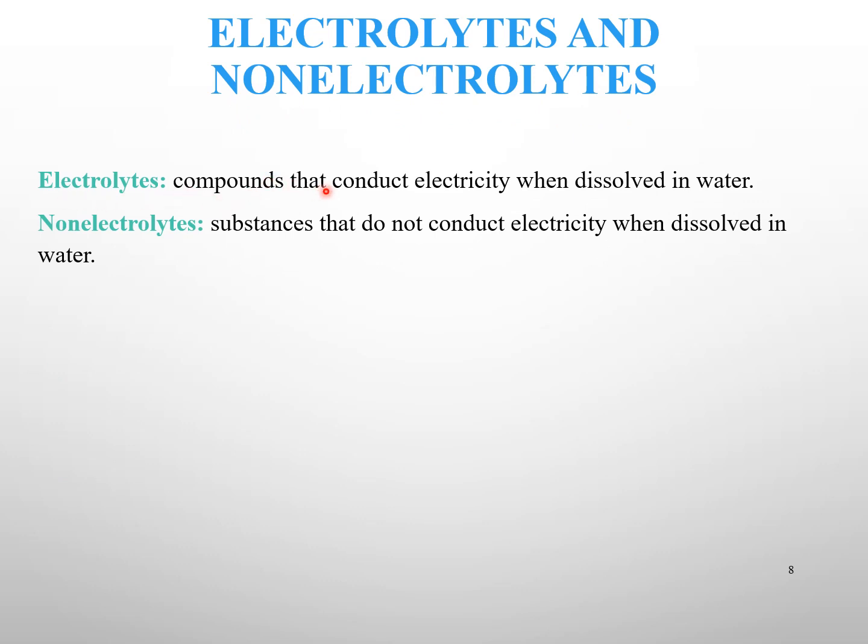Electrolytes are compounds that conduct electricity when you dissolve them in water. The reason why it conducts electricity when you dissolve it in water is because as it dissolves in water, it forms ions, and with the formation of ions, you have electrons being released or received. So with the presence of electrons flowing, you can conduct electricity. Now, non-electrolytes, on the other hand, are substances that do not conduct electricity because when they dissolve in water, they do not form any ions whatsoever.